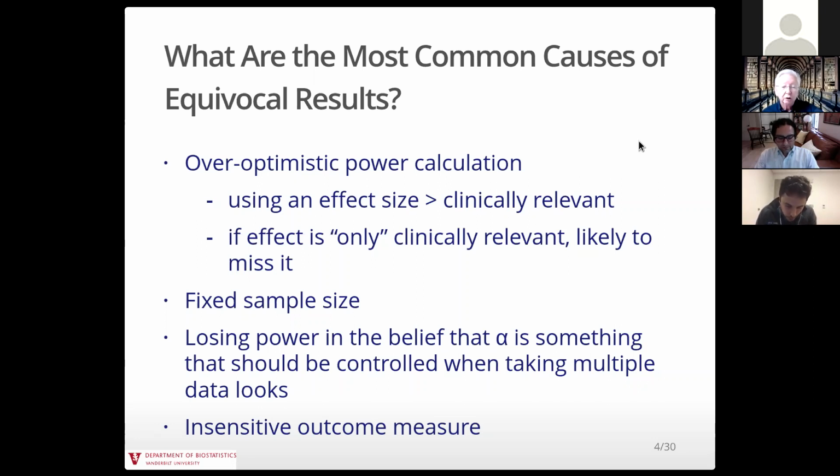And so if you believe that alpha is something that should be controlled when you're taking multiple data looks, let's say you're doing a sequential clinical trial, that controlling alpha is going to make you conservative. So you're trying to protect yourself against something that you're really not interested in protecting yourself against, but it is lore that's handed down by statisticians for the past 100 years that we should pay attention to alpha for some reason. And then another major reason of having equivocal results is having an insensitive outcome measure.